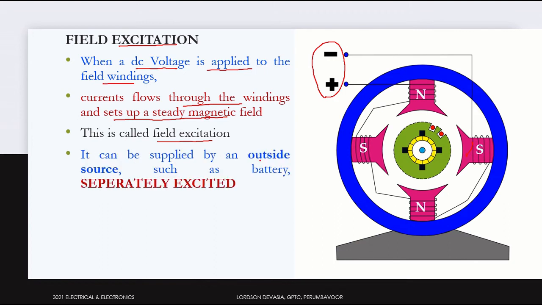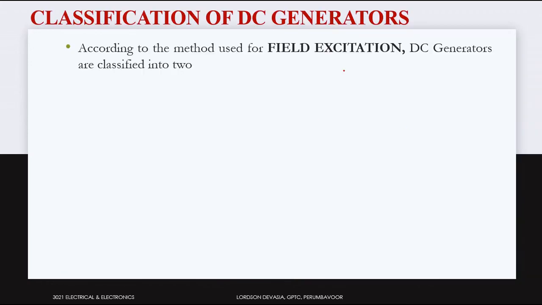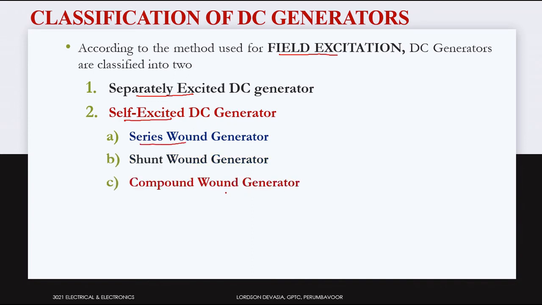That is, it can be supplied by an outside source such as a battery, and it is known as separately excited, or the excitation voltage can be produced by the generator itself, that is known as self-excited. So according to the method of excitation, DC generators are classified into two. One is separately excited and the other one is self-excited. And under the self-excited there are three different types: series wound, shunt wound and compound wound. So the classification is according to the excitation, that is the voltage given to the field winding.